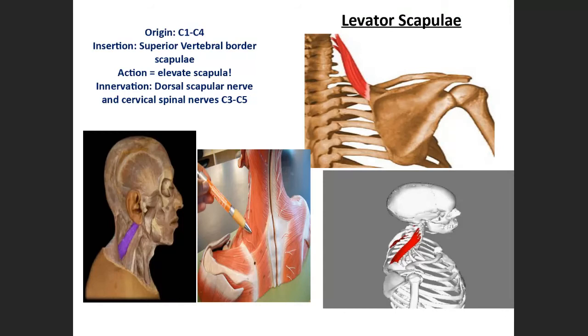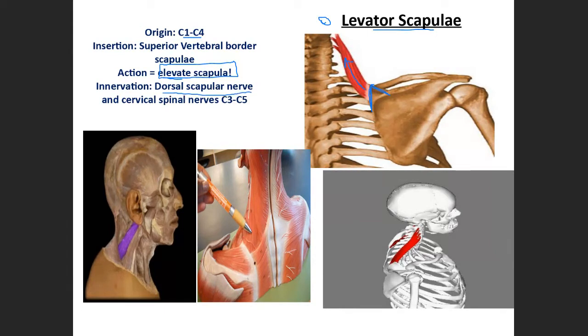Let's talk about the next one. It's called the levator scapula. We talked about this in the past. Its origin is along the transverse processes of C1 through C4, and the insertion is going to be on the superior medial angle of the scapula. So that means upon contraction, it's going to elevate the scapula. So it's the only one that only elevates the scapula. It's going to pull it up. The nerve is the dorsal scapular nerve.